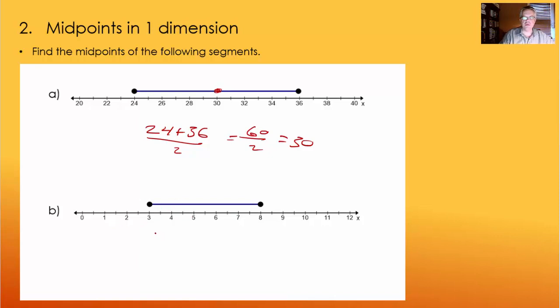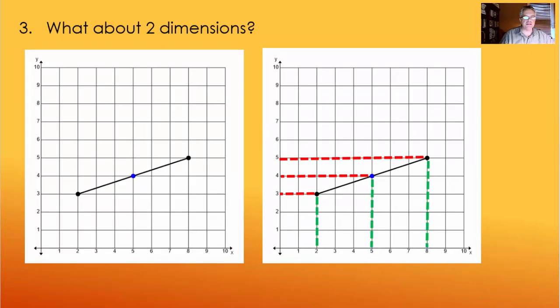To find the midpoint, we're going to do 3 plus 8 divided by 2, which is 11 over 2. It's a decimal this time, but that's fine. 5.5. If we graph 5.5, sure enough, it's the midpoint of the segment. So if we have a segment in one dimension, we just take the average of the endpoints. All right, but we want to up this a little bit.